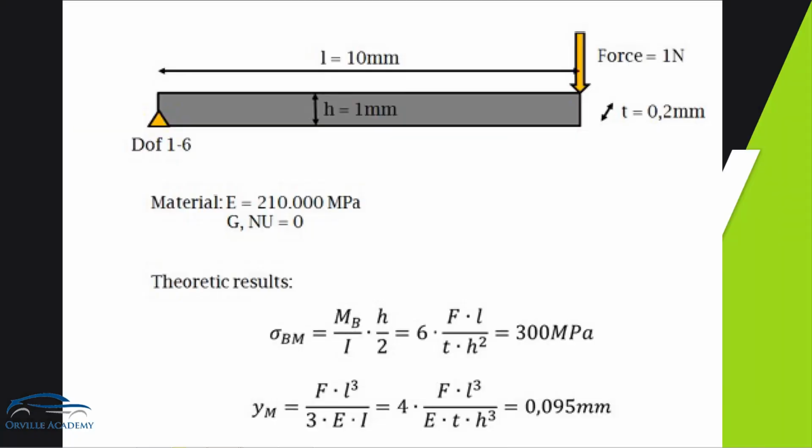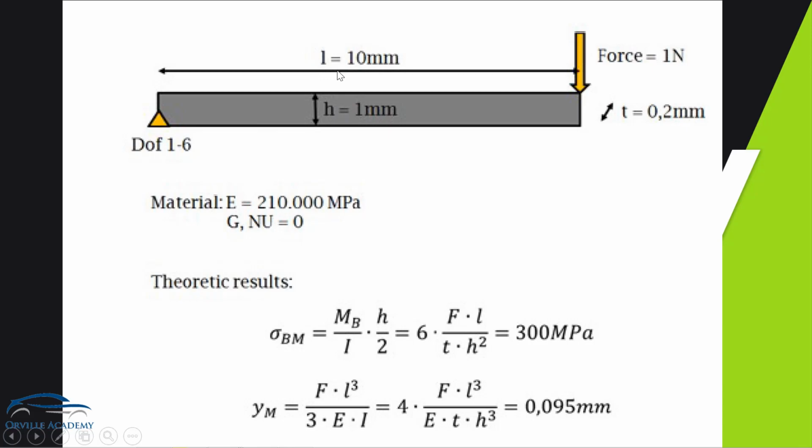Hello friends, let us take a problem related to linear static analysis. This problem is taken from the Altair help manual, so I would like to thank them. As you can see, I have a simple problem. This rectangle is nothing but my cantilever beam. One end of the beam has been fixed in all 6 degrees of freedom.